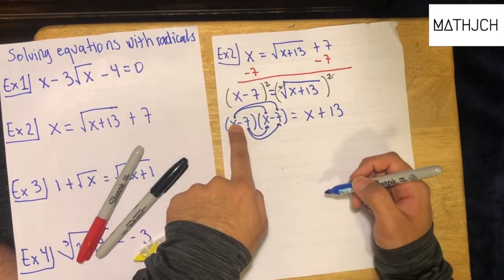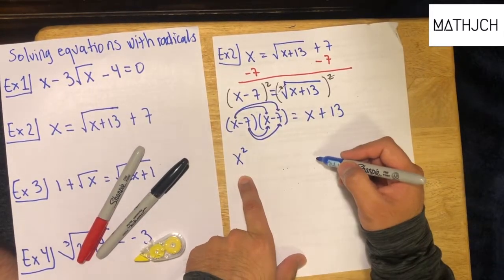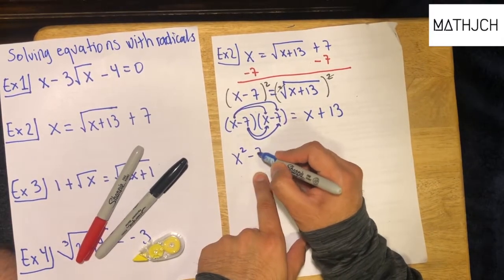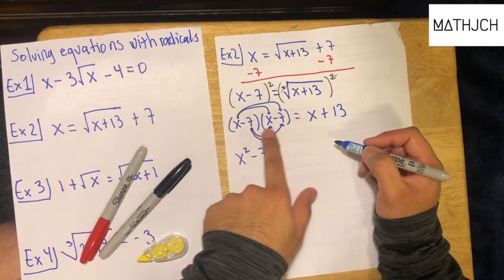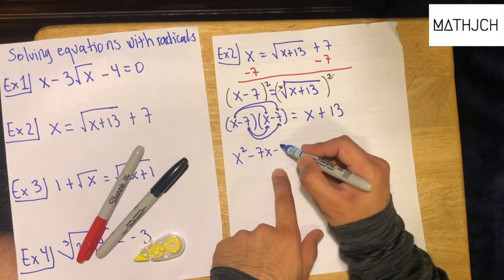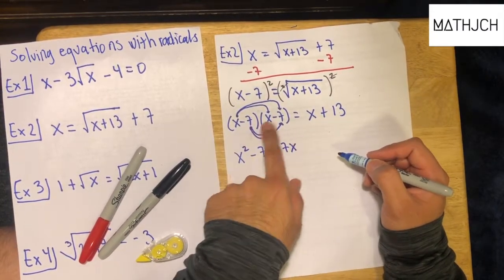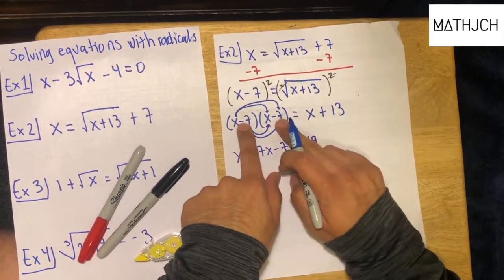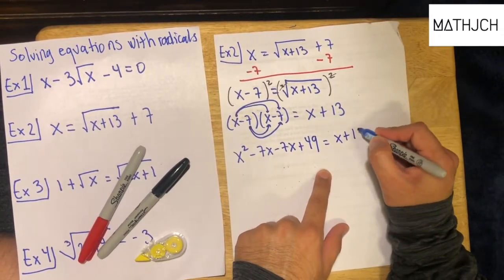So let's start. x times x gives us x squared. x times negative 7 gives us negative 7x. Remember, positive times negative is negative. Likewise, negative 7 times x leaves us negative 7x. And finally, negative 7 times negative 7 gives us positive 49, because negative times negative is positive. And let's bring the right side here.